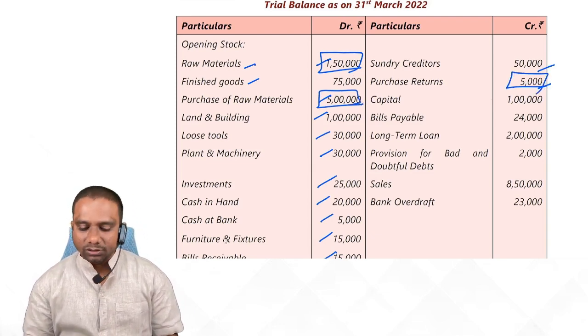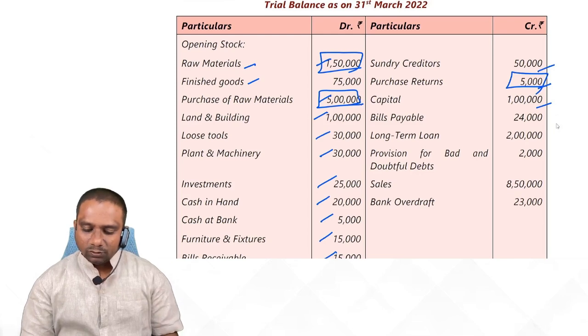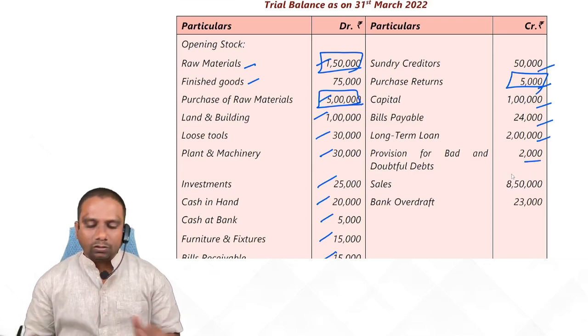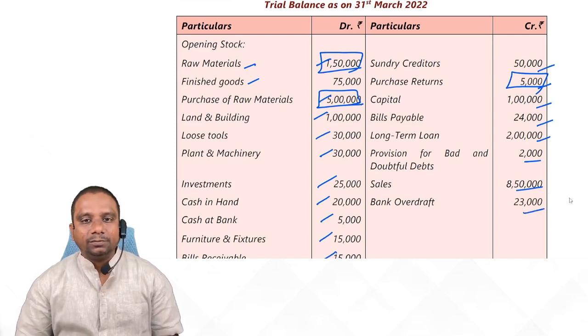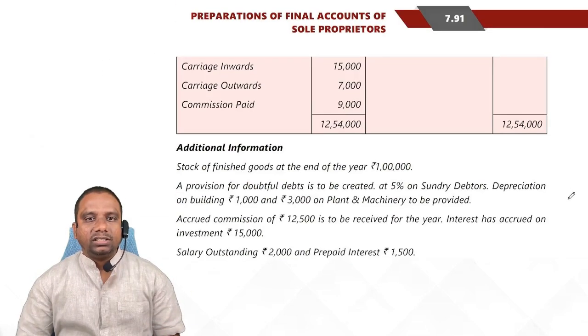Sorry, minus 5,000. Capital, balance sheet liability, bills payable, balance sheet liability, long term loan, liability, provision for bad and doubtful debts. So it is better to open account. Sales, 8 lakh 50, trading account, credit, bank overdraft, balance sheet, liability. Now see the adjustment.